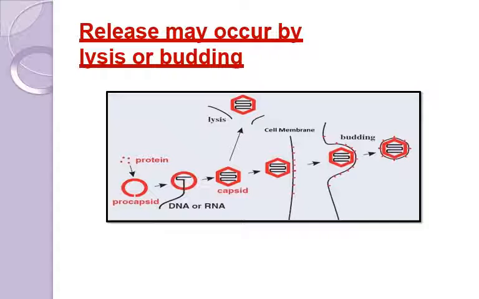This is the slide shown for release, which may occur by lysis or budding. Lysis occurs and the virus particles, newly formed viruses, are released outside the cell, and again by budding the virus particles are also released in the form of virions.